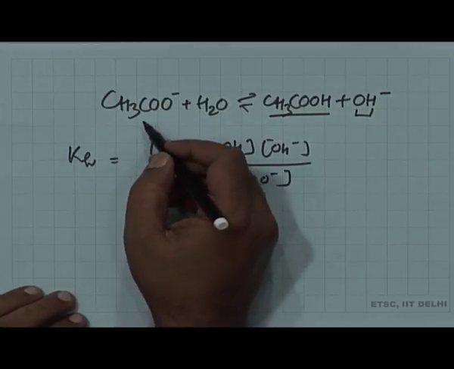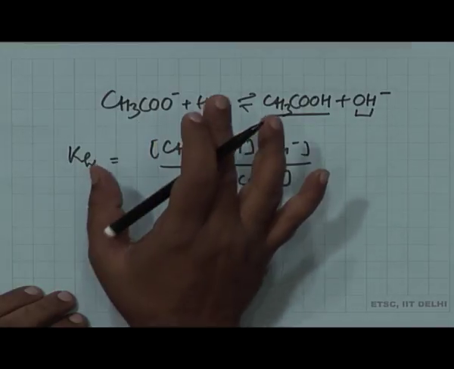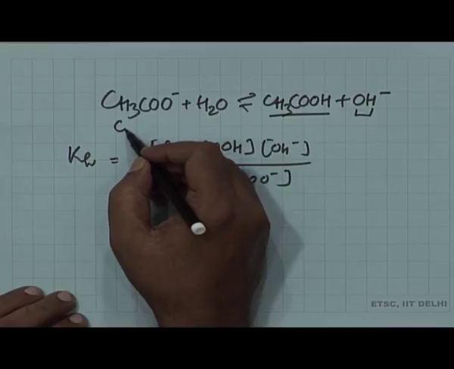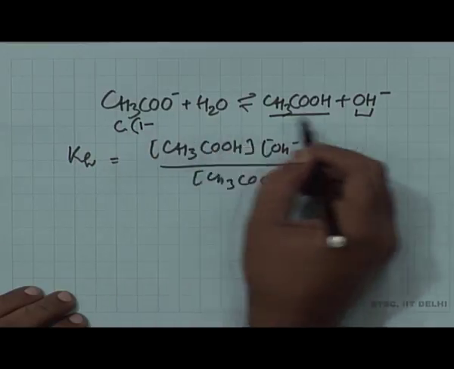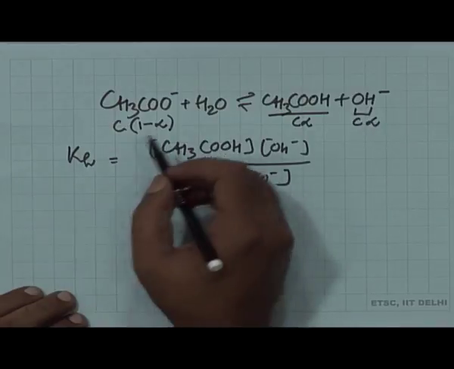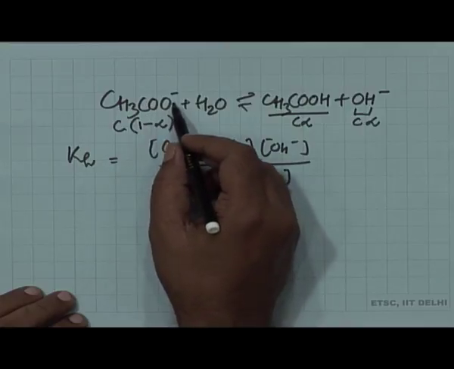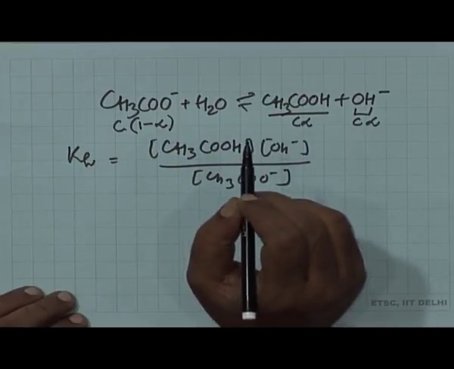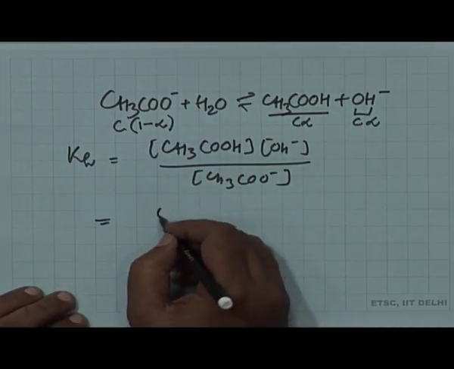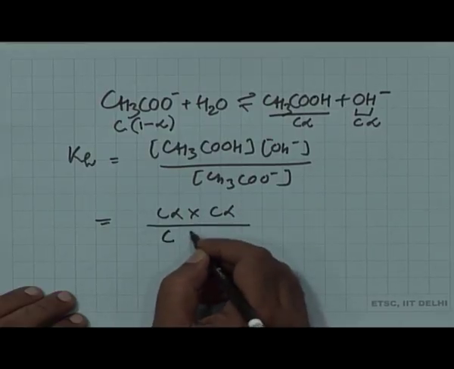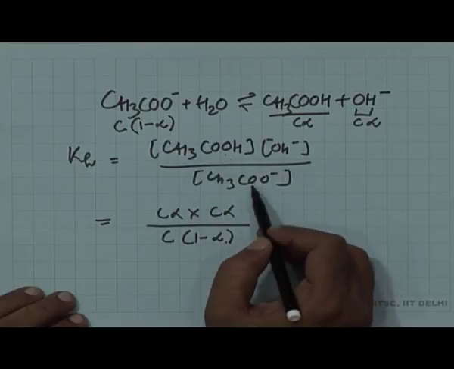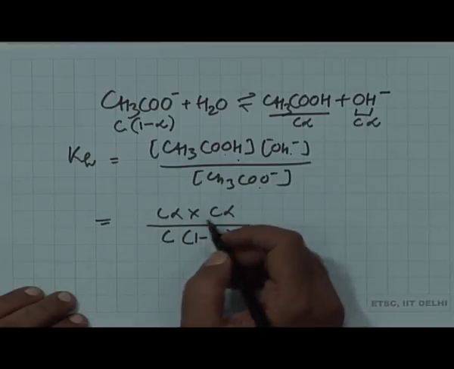Now, again if I assume that C is the concentration of salt, since this is again a soluble salt, the initial concentration is C, and if I take the extent of this reaction as alpha, we will get C alpha. What that means is, out of 1 mole of CH3COO minus ion, alpha mole has converted to your CH3COOH. In this case, we can put here C alpha by C into 1 minus alpha. So, KH is acetic acid times OH minus over acetate ion, or you can express it in terms of alpha also.